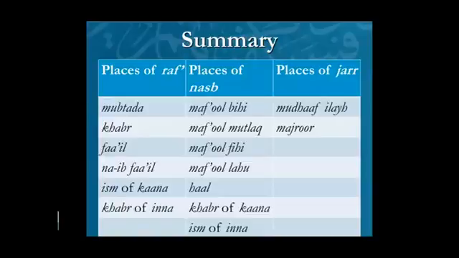Ism of kana is the first portion of the kana structure, like in the example kana al-kitabu jadidan. And khabar of inna is the second half of the inna structure. So if you take the 2 that resulted from kana and the 2 that resulted from inna, you would take the first of the kana and the second of the inna, place them in rafa. You would take the second of the kana and the first of the inna and place them in nasab.